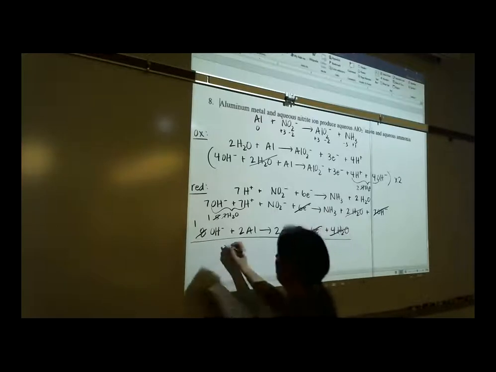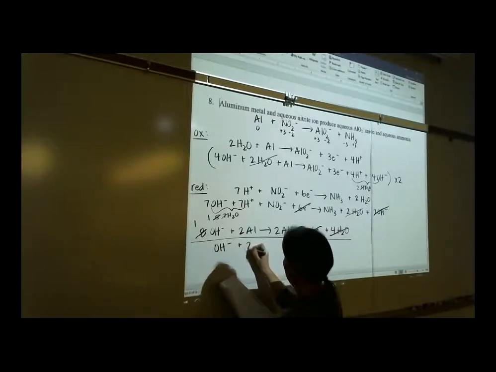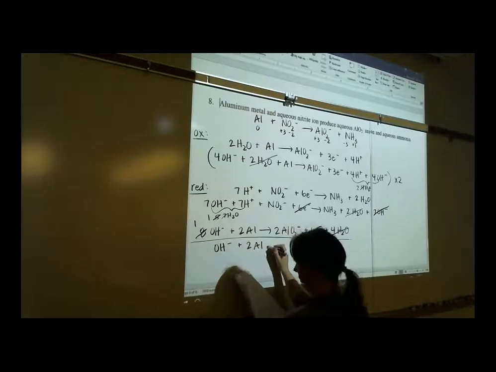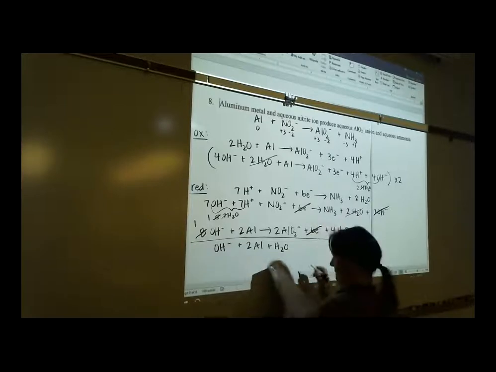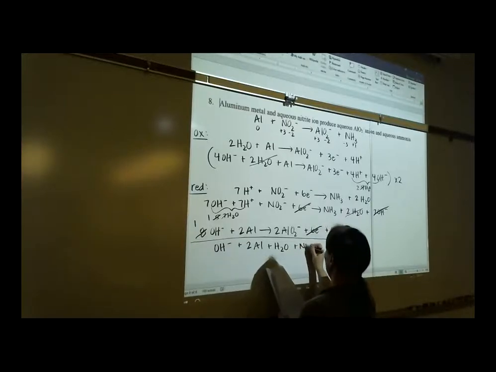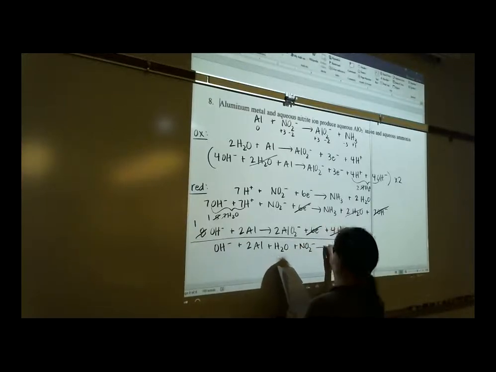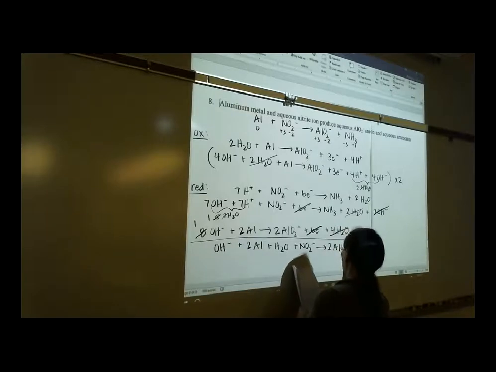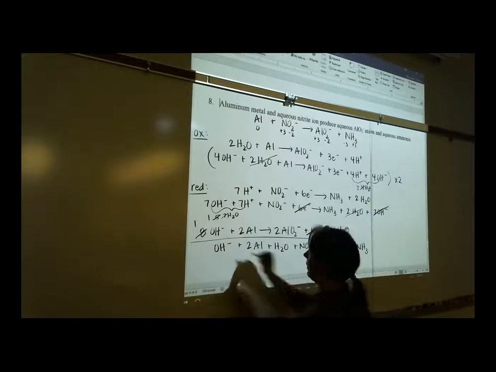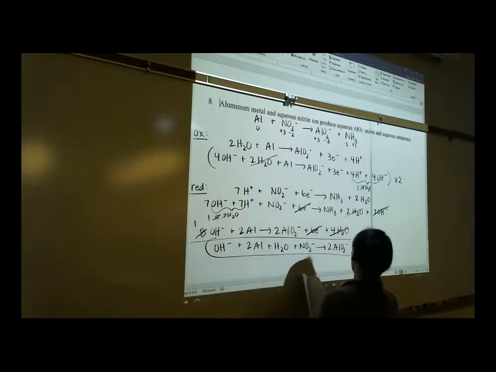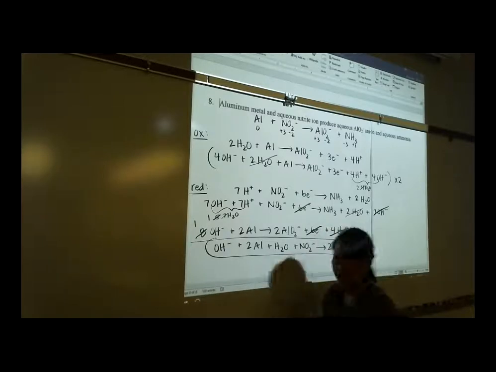So that gives us OH minus plus 2Al plus H2O plus NO2 minus yielding 2AlO2 minus plus NH3. And there's my final balanced equation.